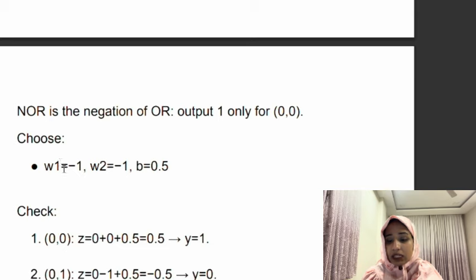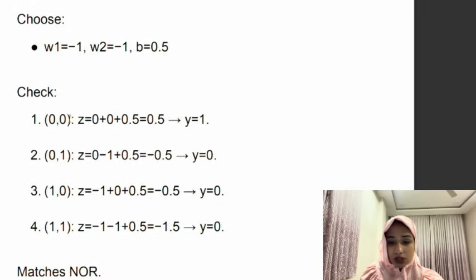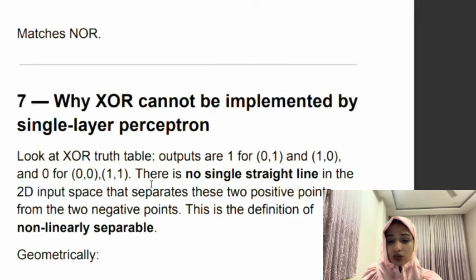Now implementing NOR. NOR is the negation of OR. So we'll put weight minus 1 and W2 minus 1. So it is the negative of OR. For OR, whatever we had taken as weights, we'll negate them, inverting the sign. So when putting in these values, the values of Z and Y are this respectively, which matches NOR.